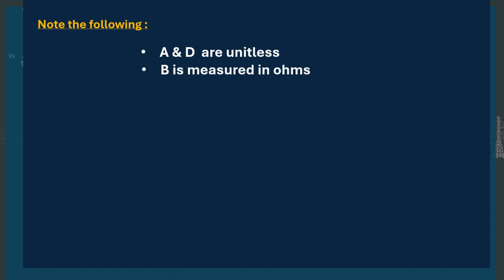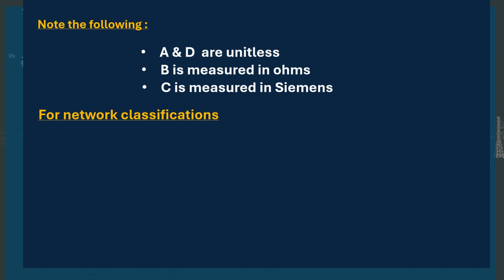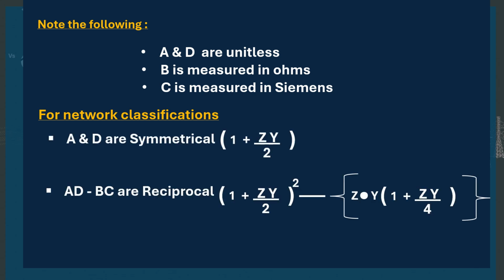Now we can note the following. A and D are unitless, B is measured in ohms since it is an impedance. Finally, C is measured in Siemens. For the network classification, A and D are symmetrical networks, while AD minus BC are reciprocal networks. To prove the reciprocal network, we will have these here, which is equal to 1.